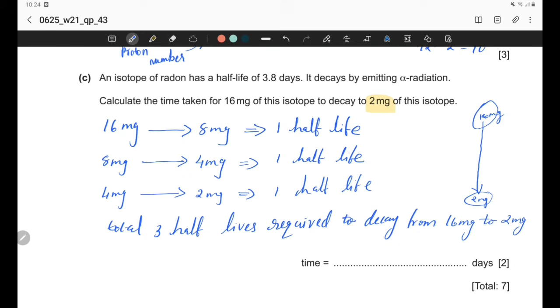Therefore, the total time taken is nothing but 3 half-lives. That means 3 times the half-life given, which is 3.8 days. So 3 times 3.8 days, that means 11.4 days. So in two significant figures we can write 11 days, where the unit days is already given.